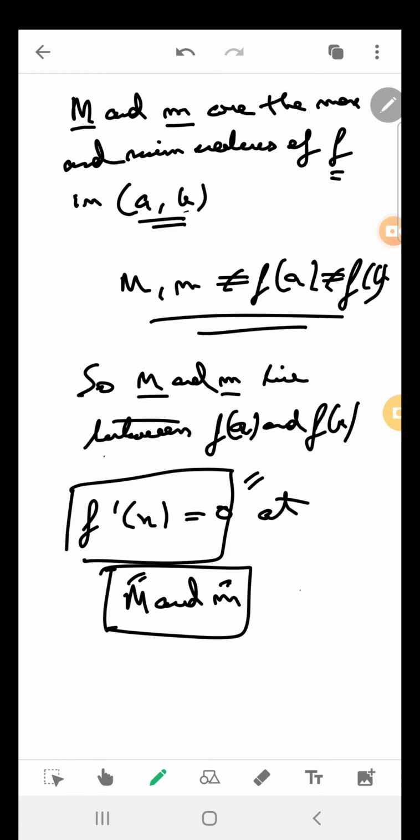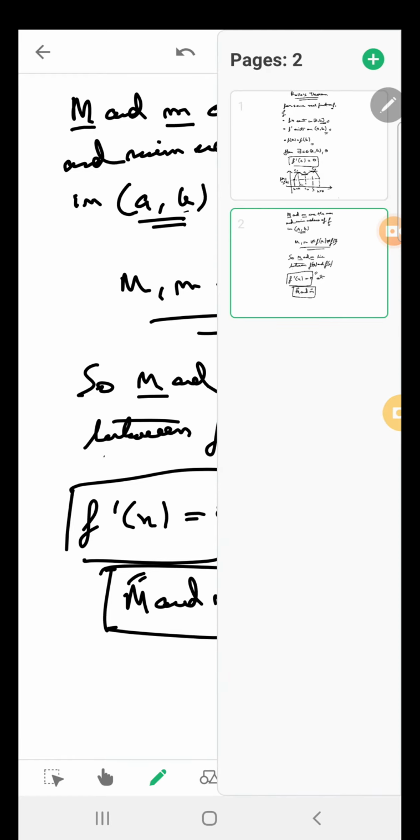Clear? So next we have something called Lagrange's theorem. Let me write that too. One second, guys.